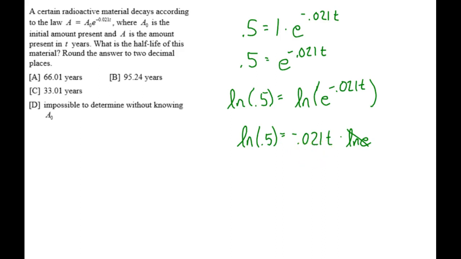You would just plug this into your calculators. The natural log button is going to be towards the bottom left side if you have a TI-84. And if you plug that in, you get t is approximately 33.01. So the correct answer in this case would be C, 33.01 years. That's how long it would take this certain radioactive material to get to its half-life.